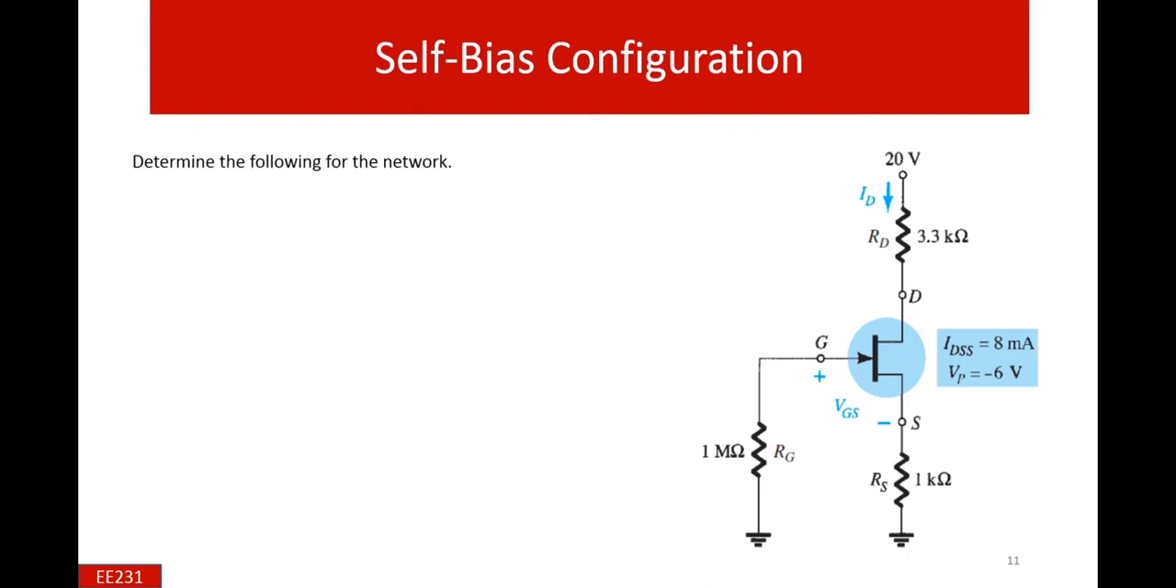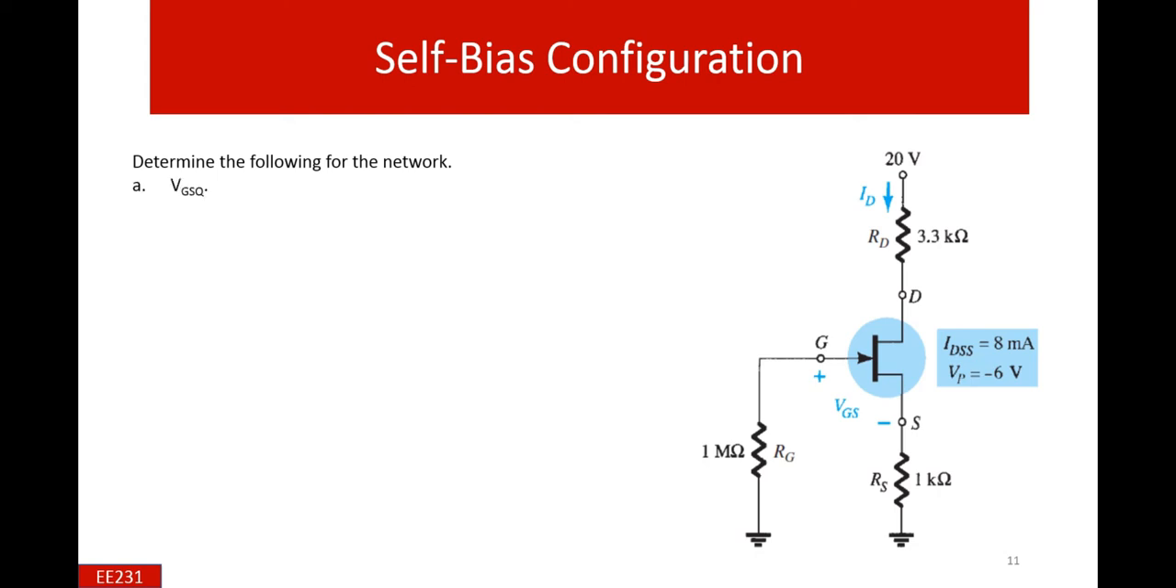And next is the example. In this example, first of all you have to observe the self-biased configuration. So how can we guess this is a self-biased configuration? Because there is a 1 kilo ohm resistor connected between the source and the ground, and this 1 mega ohm is the RG, and definitely the effect of this RG is 0 or minimum. For example, the gate current is in the range of nanoamperes, whereas we talk about currents in milliamperes or amperes.